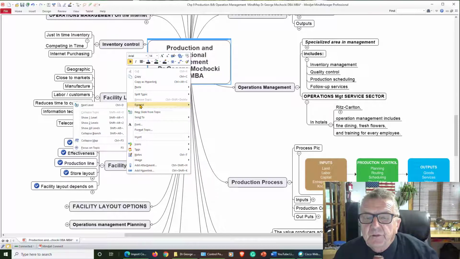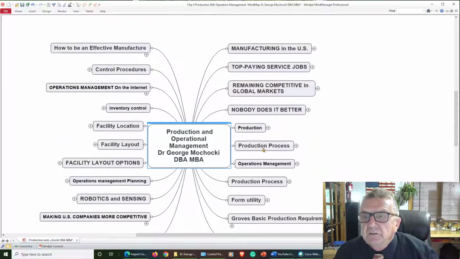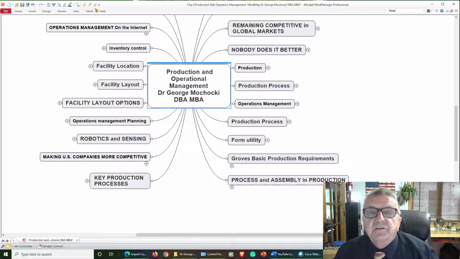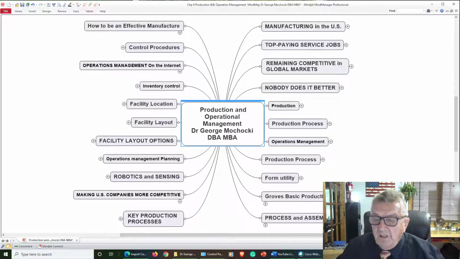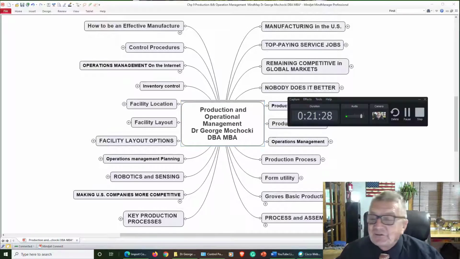Okay, so let's see, expand, level 1. Okay, so we have everything. This is the last thing you see in this, the map. Oh, there we go. All right, let's see how many minutes I had. 21 minutes. We're done.